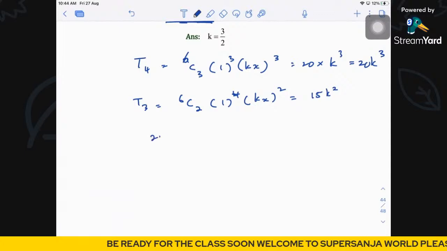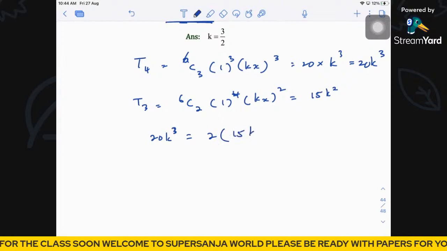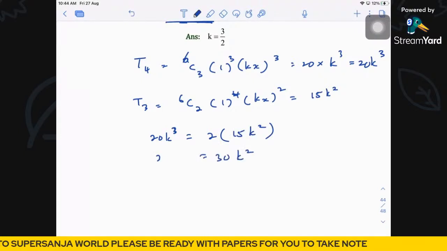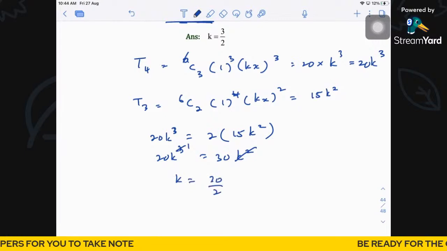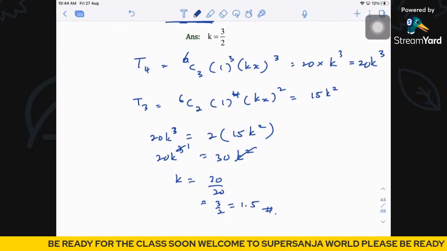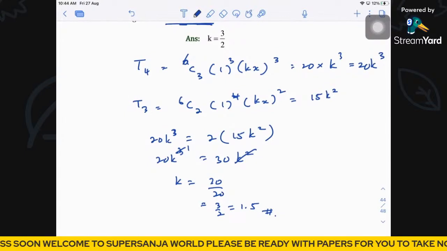So now 20k cubed equals 2 times 15k squared. Don't you see this will become 30k squared and then 20k cubed. So you can cancel, leaving 1k there. So k is 30 over 20, which is 3 over 2, or 1.5. Can you all understand until here so far? Can you see how we do that?